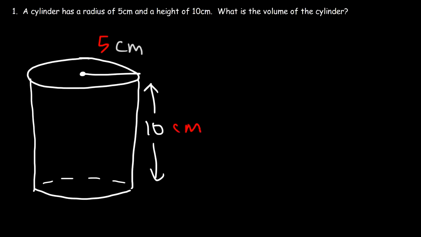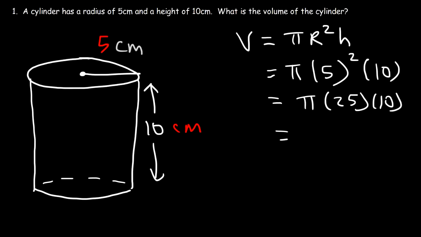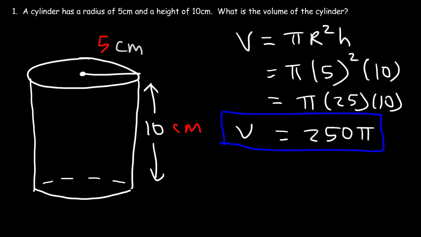So all we need to do is basically plug the info that we have into this formula. The volume is pi r squared times the height. So it's pi times the radius squared, which is 5 squared, times the height of 10. 5 squared is 25. And 25 times 10 is 250. So the volume is 250 pi. So this is the exact answer.